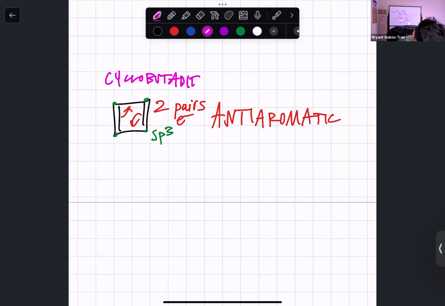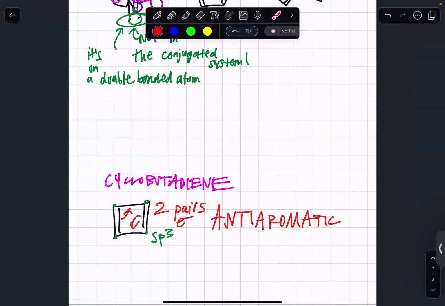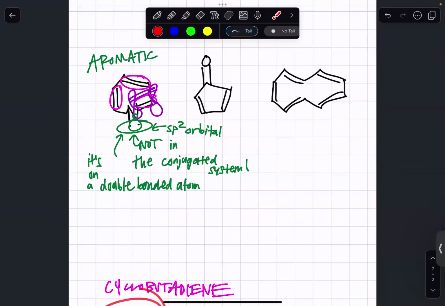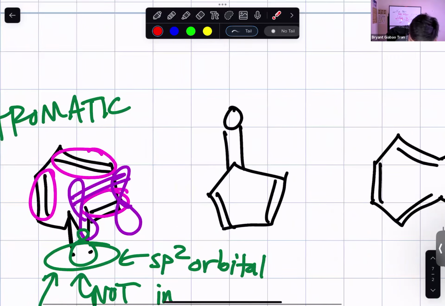Do you see a lot of these structures when you search things up? Yeah, I see a lot of cyclobutadienes. Okay.